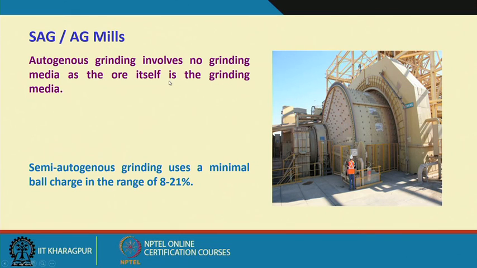Autogenous grinding involves no grinding media, as the ore itself is the grinding media. That is the difference between AG and SAG mills. Semi-autogenous grinding uses a minimal ball charge in the range of 8 to 21%.